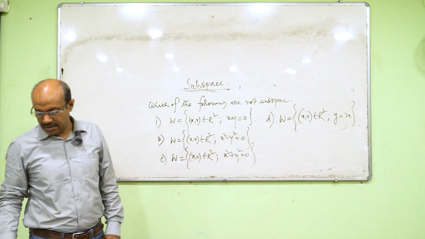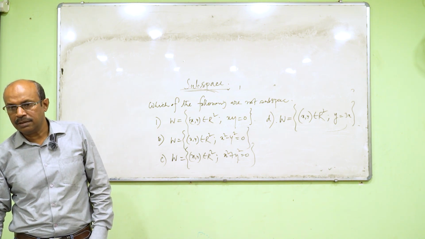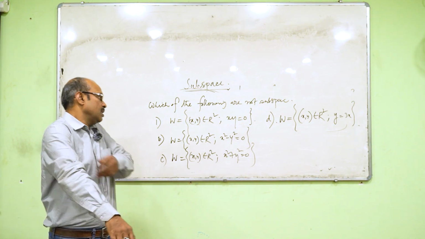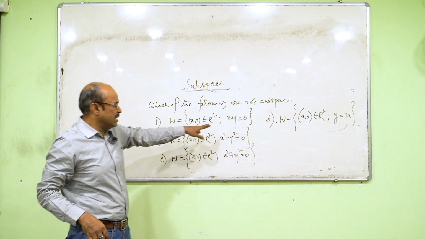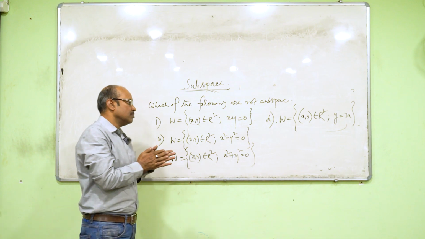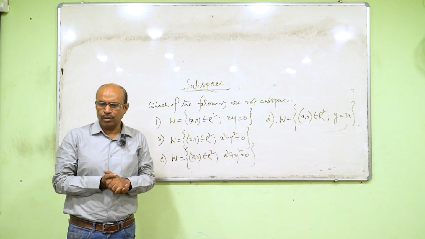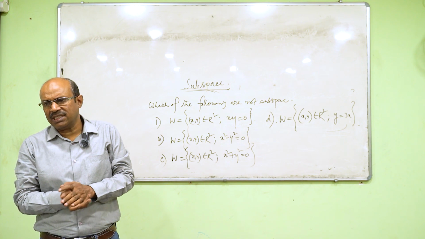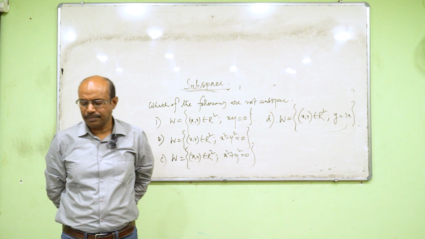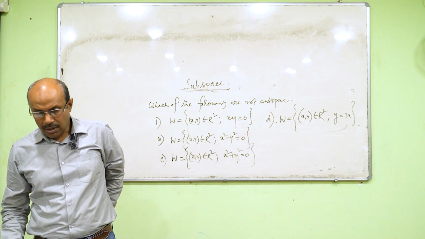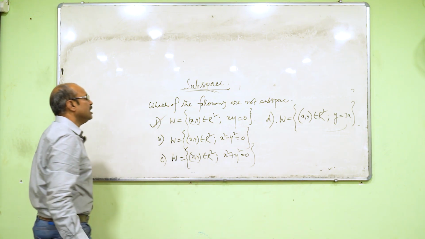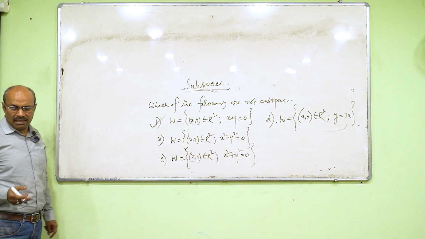Here we see that W is a non-empty set. In four cases, we see four different conditions. Now we have to check which are subspaces and which of them are not subspaces. Let's take the first case. How to check?